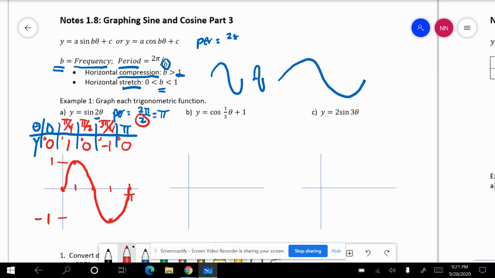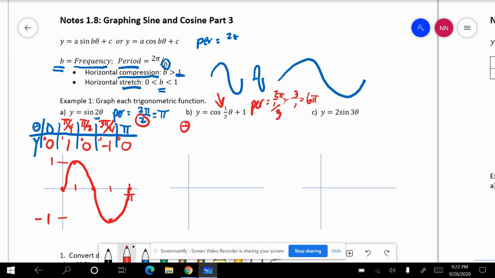Now, looking at letter B, notice that our b value or our frequency is 1/3. So that means that our period is 2 pi over 1/3. Now, whenever we divide by a fraction, we're really multiplying by the reciprocal. So that means that 2 pi times 3 is 6. So we have 6 pi.